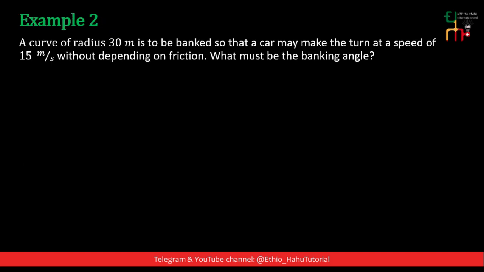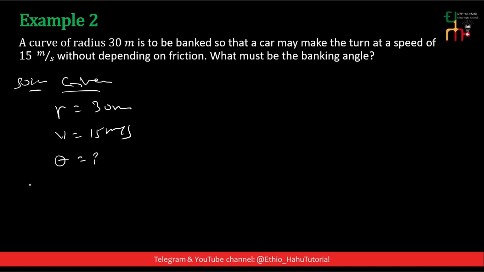Having seen this, let's do an example. A curve of radius 30 meters is to be banked so that a car may make the turn at a speed of 15 meters per second without depending on friction. What must be the banking angle? Here, given that the radius is 30 meters, V is equal to 15 meters per second. What is the banking angle theta?